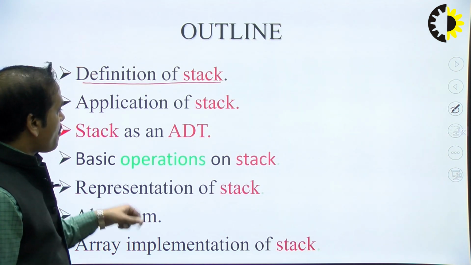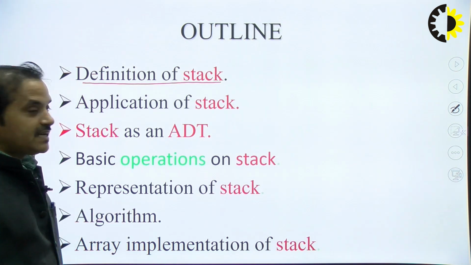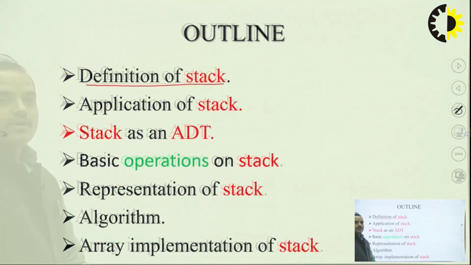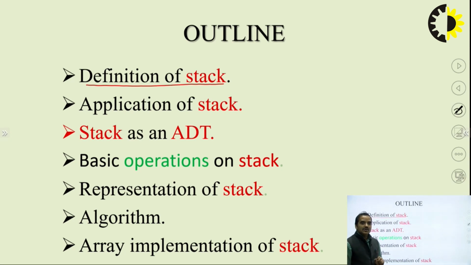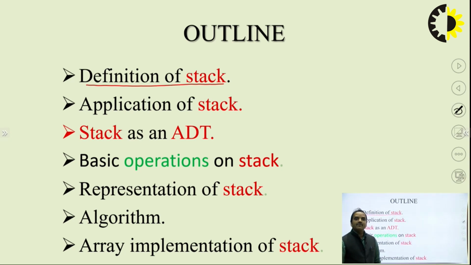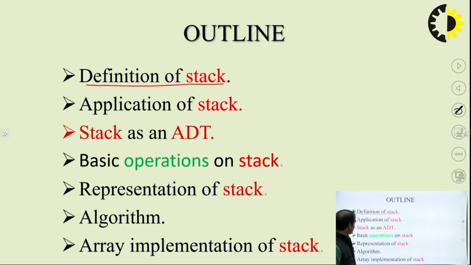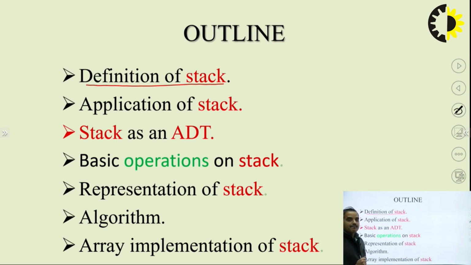Next one is basic operations on stack, then representation of stack. In representation of stack, we will discuss two types of stack representation. The first one is array representation and the second one is linked list representation. Then next one is algorithm. In terms of algorithm, there are two types of algorithm. The first one is the push algorithm and the second one is the pop algorithm, which are mainly used to implement the stack.